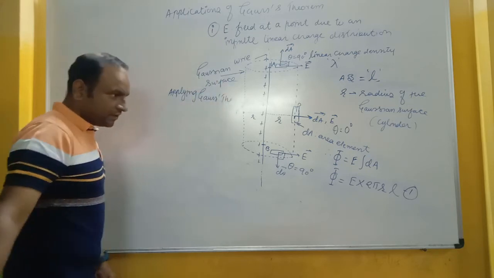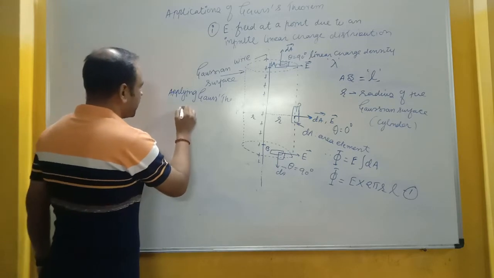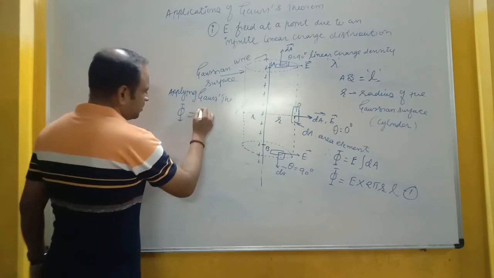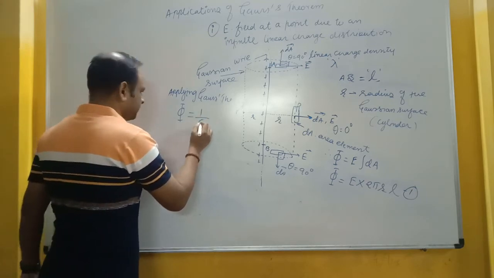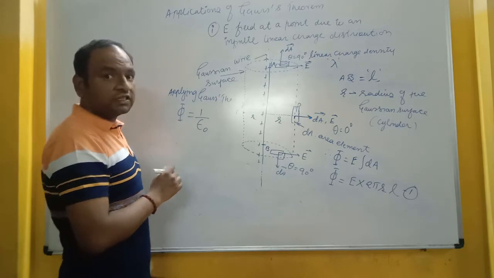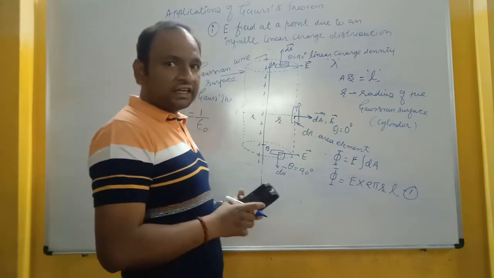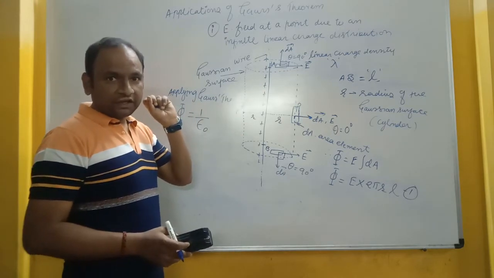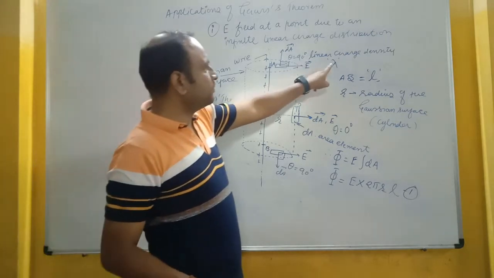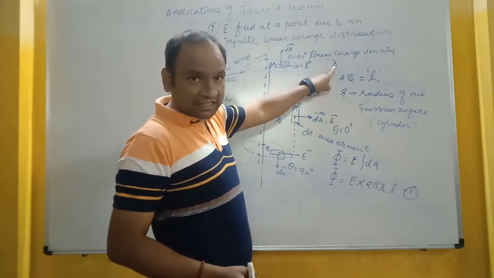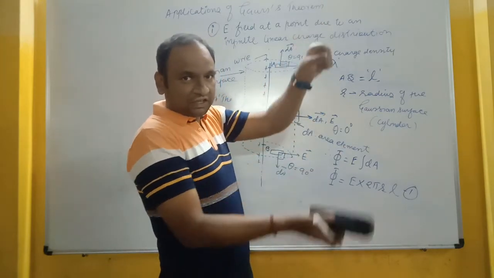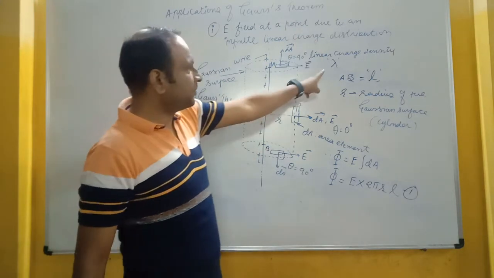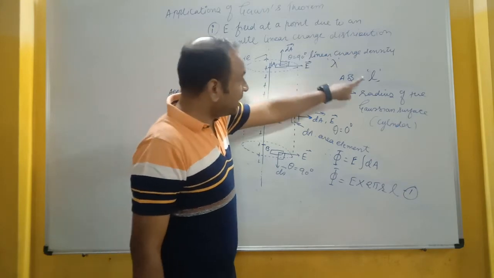Okay, now what does Gauss theorem say? Phi, the net electric flux through any closed surface, is 1 upon epsilon 0 times the net charge present inside that surface. Now the question arises, what is the net charge present over here? I have given you lambda is the linear charge density, the charge per unit length, right? The charge per unit length is lambda. What is the length of the section?